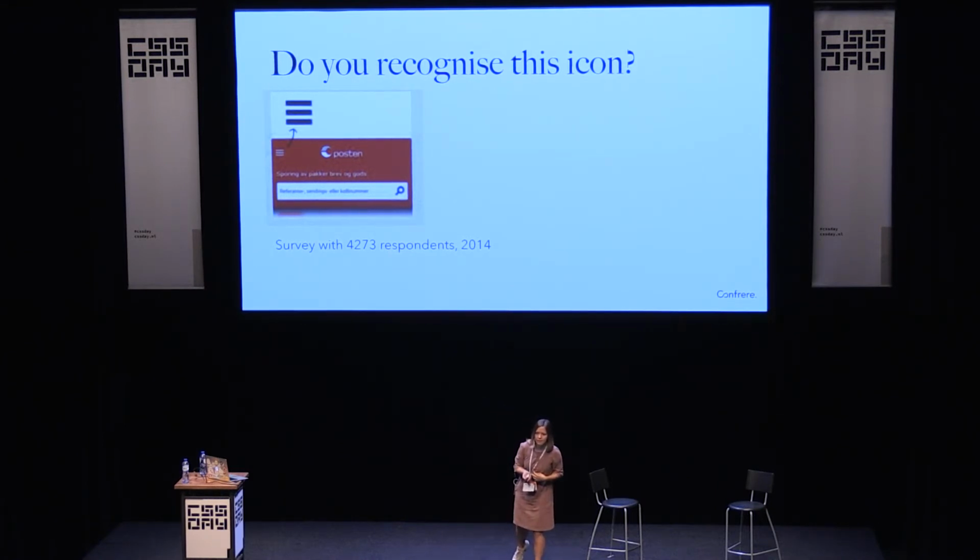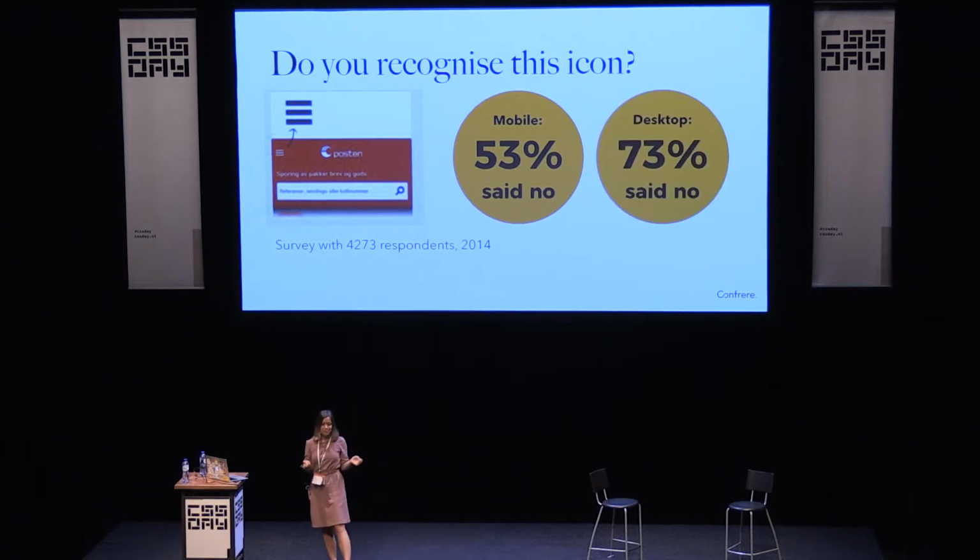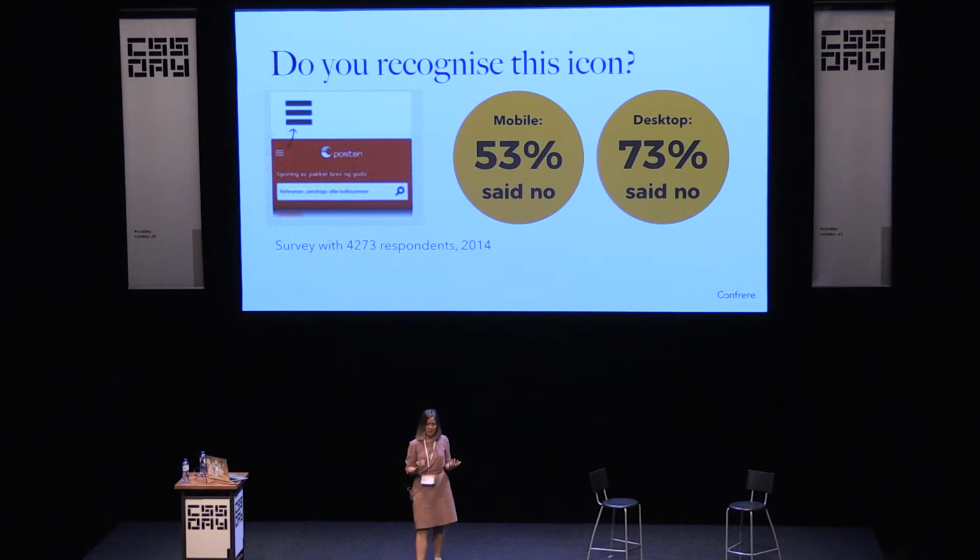60? 90? 20? 53% said they didn't know what it was, so roughly half. But if we go to desktop, 73% said, no, I don't know what that means. And the best part was for the people that said yes, we asked, can you please explain to us what it means? And they were basically wrong. So even the people that thought they knew what it meant were wrong.